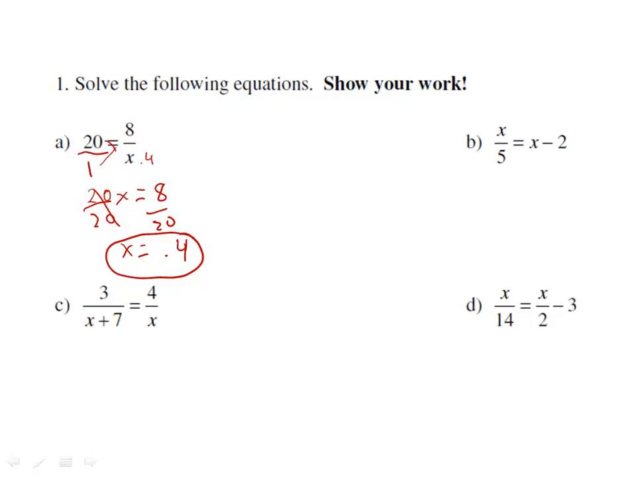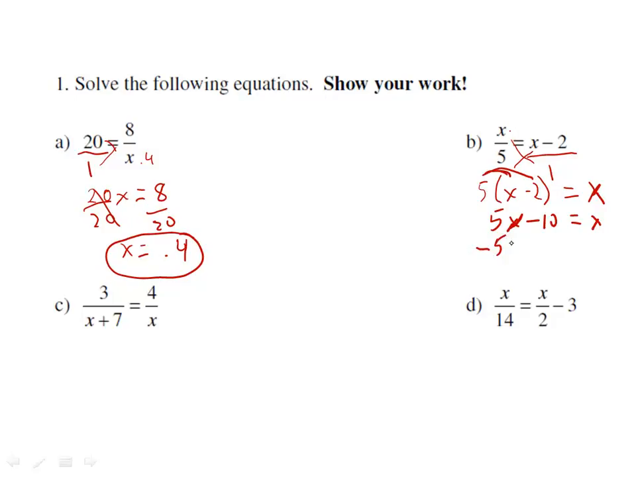Alright. Part B. Again, we can turn this into a fraction by putting that over 1. We need to use the distributive property. In this one, 5 times the quantity x minus 2, and that equals x times 1. So 5 times x is 5x. 5 times 2 is 10. And I have x over here.